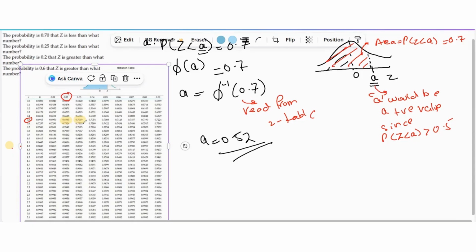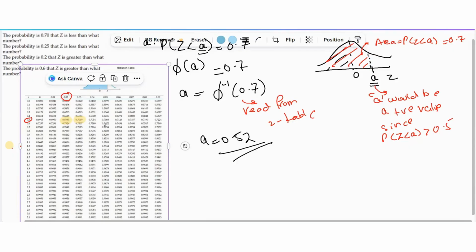So it lies between 0.6985 and 0.7019. If they both are equidistant to 0.7, you take the average of the Z values, right? If they were both equidistant, then we'd be taking the average of 0.52 and 0.53. But if one is closer, which in this case 0.6985 was, you would take its associated value.